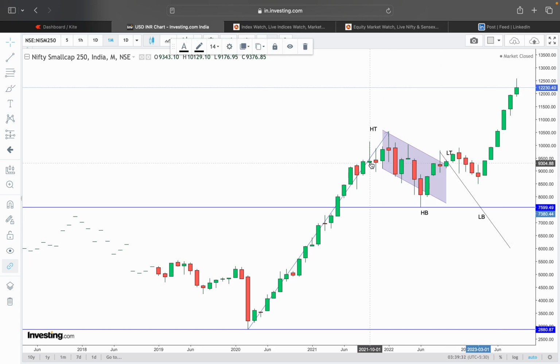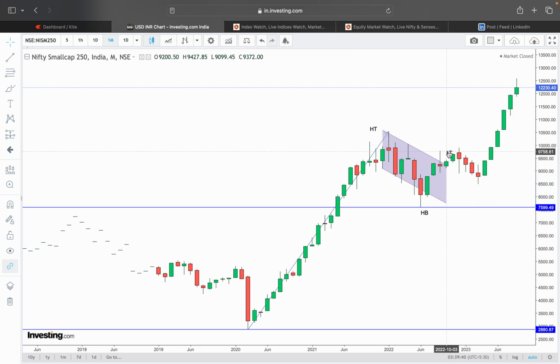Therefore, if after the flag formation, the low is taken out, then obviously the security has formed a lower top, lower bottom formation, and you will have to exit it. I mean, there's no way you can go long on it structurally.